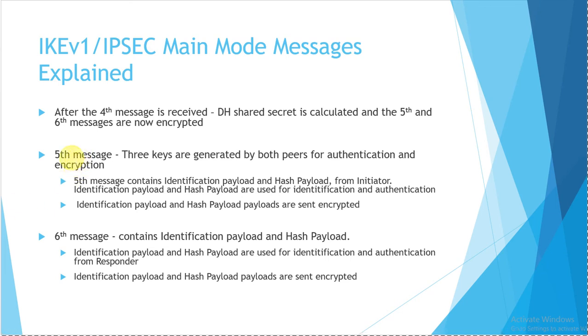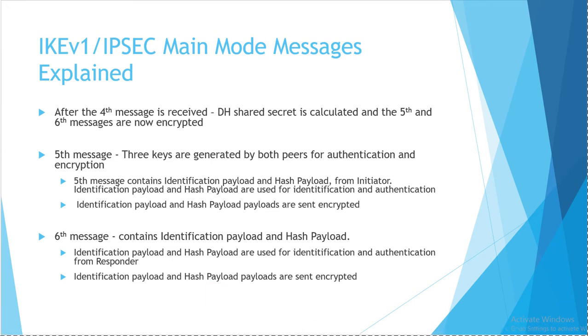So in the 5th message, 3 keys are generated by both peers for authentication and encryption. The 5th message contains the identification payload and the hash payload, which are used for identification and authentication. So now in the 5th and 6th messages, we are actually using these messages to identify and authenticate each side. And we're doing it in an encrypted fashion.